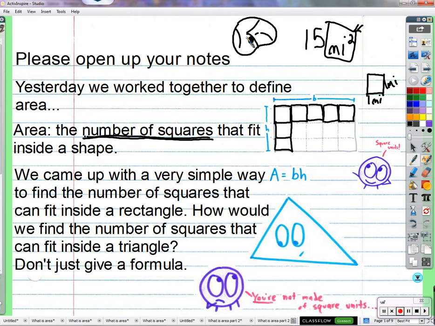Here's the part where you get confused. 15, that's it. That's the area. 15. Not 15 squared. We're not going to square 15. Because what's area? Number of squares. What's the area of this rectangle? 15. Why? Because 15 squares fit. So should I square 15?